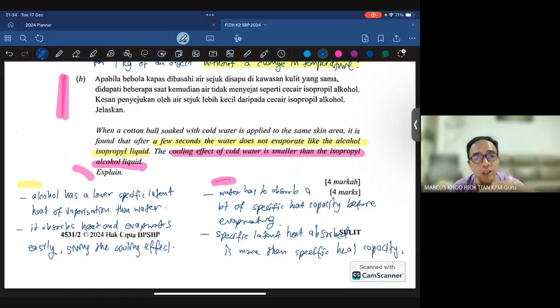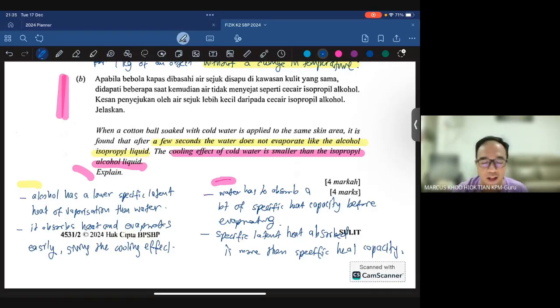So the combination of the low alcohol boiling point and the high specific latent heat to evaporate gives us that cooling effect, because a lot of heat is absorbed for it to vaporize. Kalau air, it absorbs a little bit, 4,200, 4,200, 4,200, then it reaches a certain level, and only then can it evaporate away. So in that short amount of time, the cooling effect of the alcohol is more significantly felt.